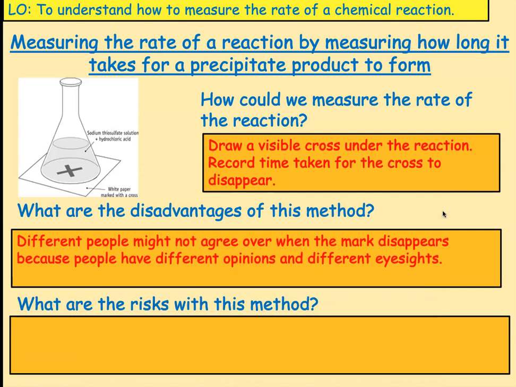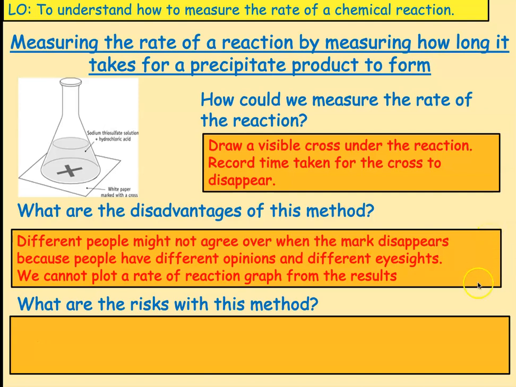Right, here's the first disadvantage. Different people might not agree over when the mark disappears because people have different opinions and different types of eyesight. So for instance, if I was looking at it, I might have the time a lot shorter than somebody who has really good eyesight. Okay, but it is down to an opinion and a judgment, which means that it isn't really truly accurate. The second thing is we cannot plot a rate of reaction graph from the results.